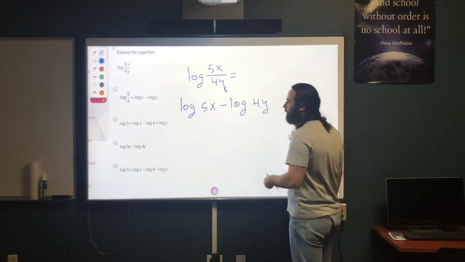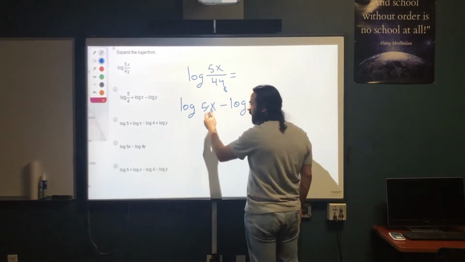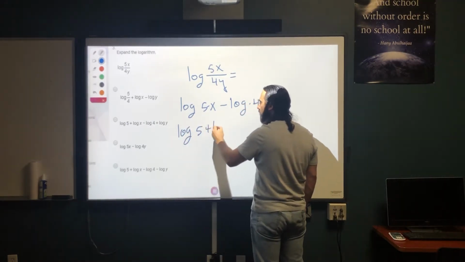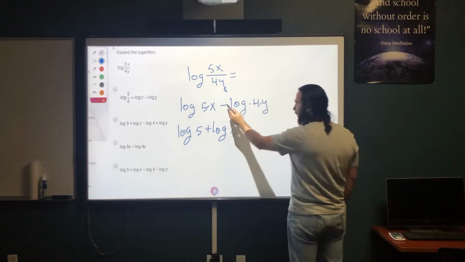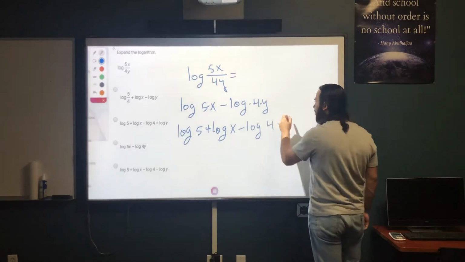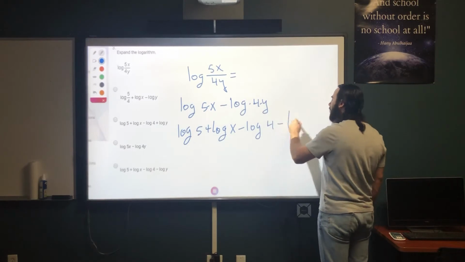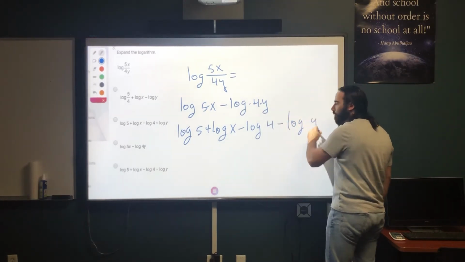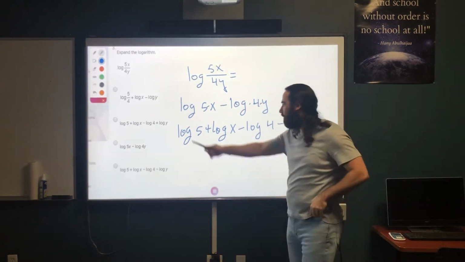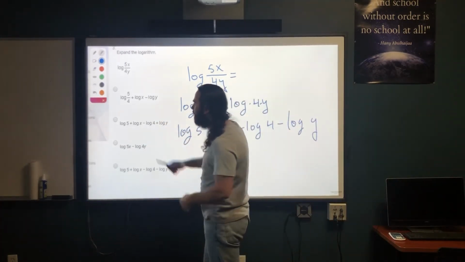Now as you can see, we have multiplication here and here. So the multiplication changes to addition, so it's going to be log 5 plus log x. Okay, we have minus now, so both of them are going to be negative. So it's going to be minus log 4 minus log y. It's supposed to be addition, but because we have a negative, it becomes minus log y. And that is the answer. So the answer is log 5 plus log x minus log 4 minus log y, the second one.